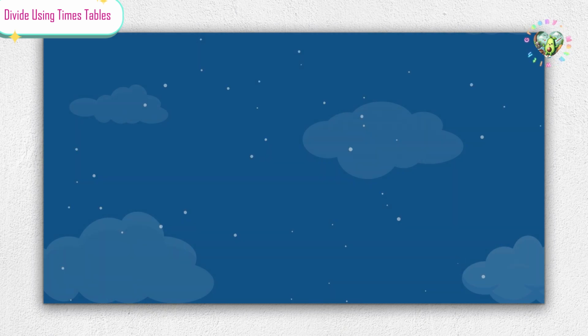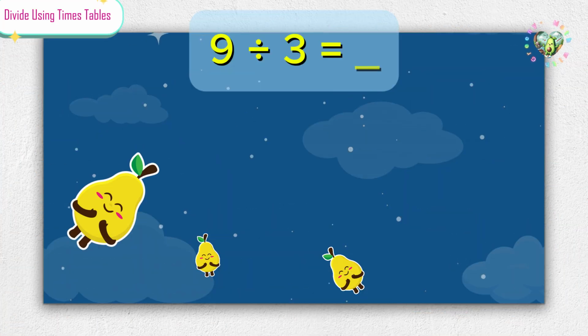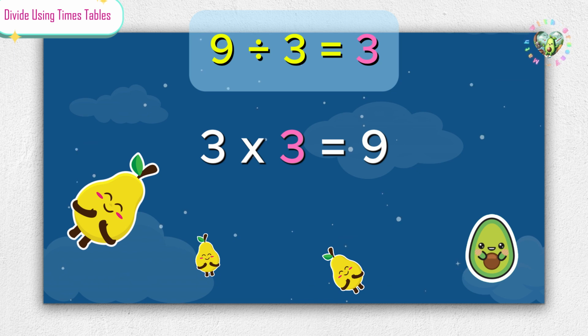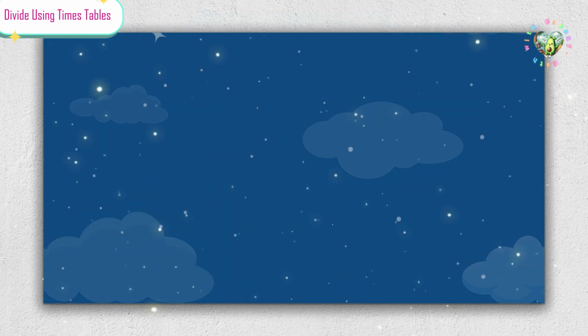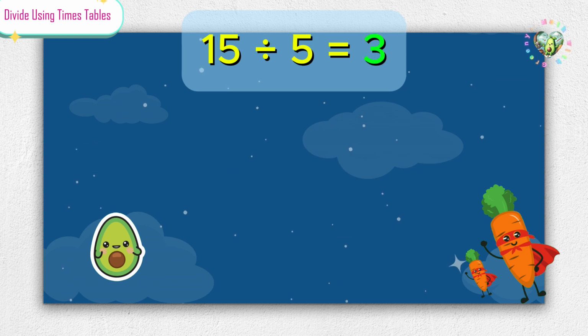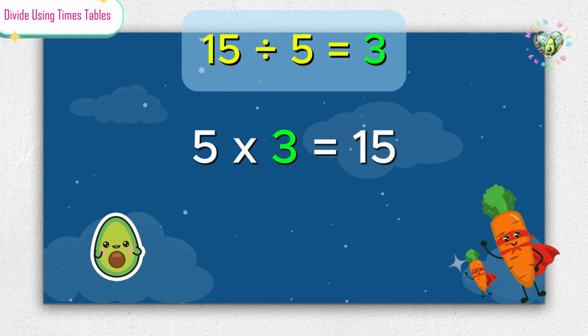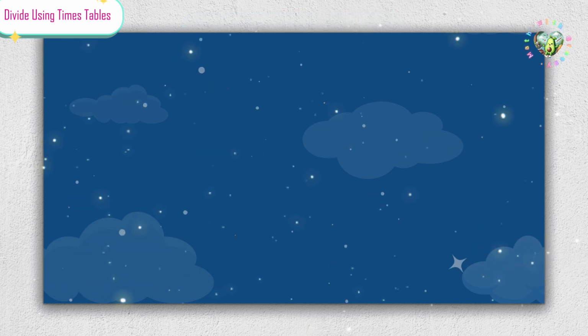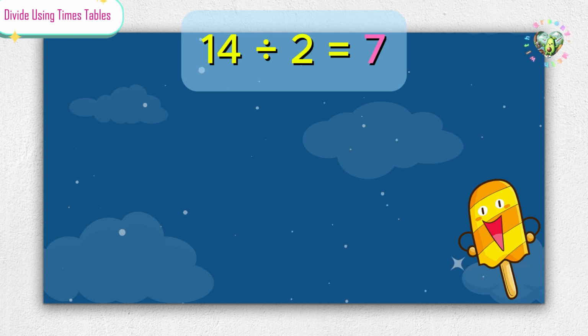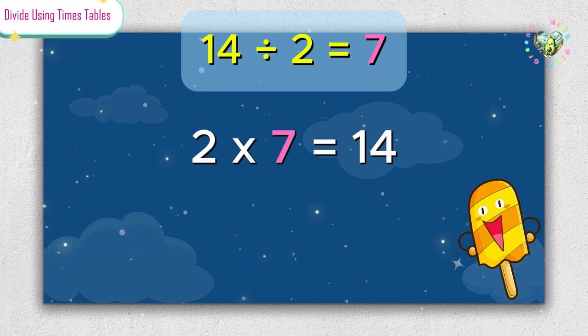Ding ding. Next. 9 divided by 3 is 3. Right. 'Cause 3 times 3 is 9. Nice. How about 15 divided by 5 is 2? Wrong. It's 3. 'Cause 5 times 3 is 15. That's right. Last one. 14 divided by 2 is 7. Right. 2 times 7 is 14.